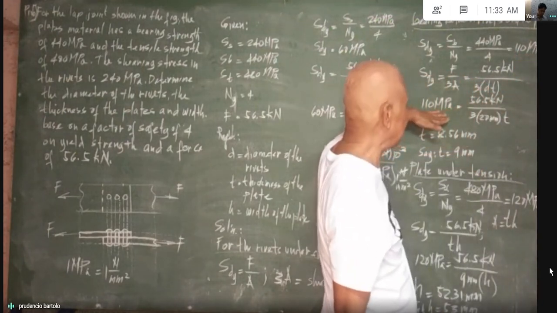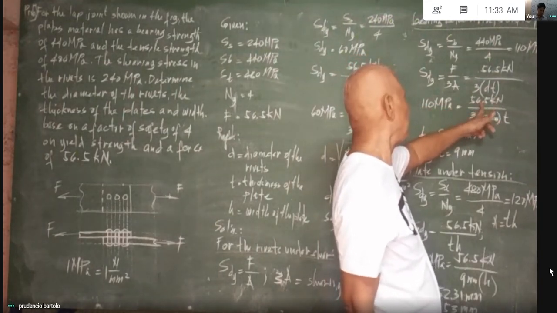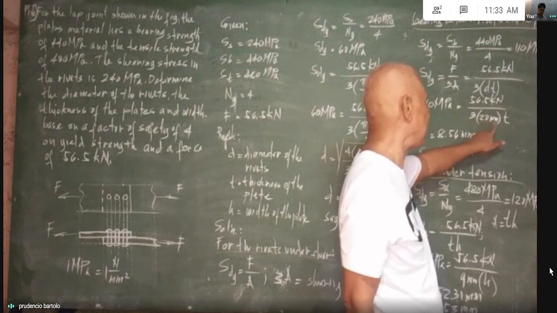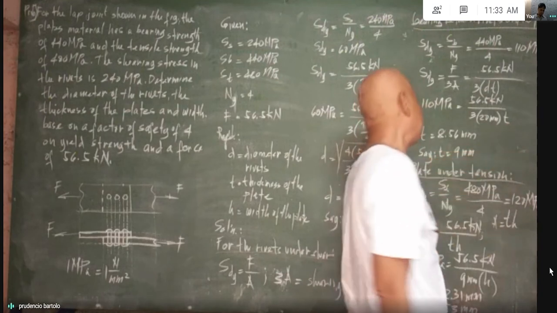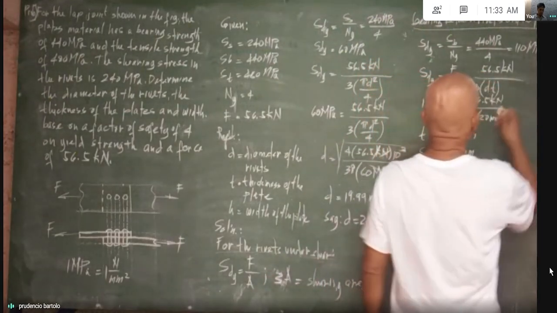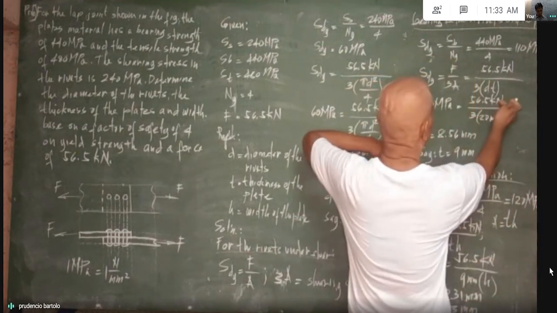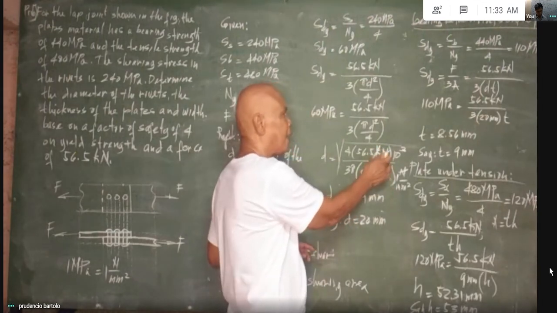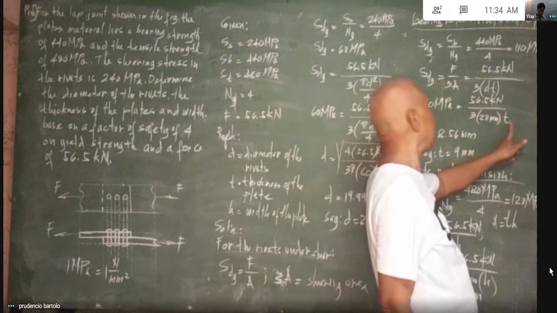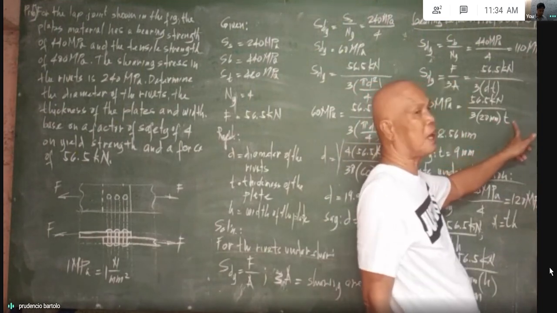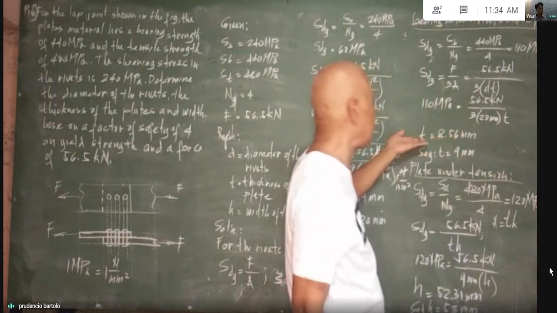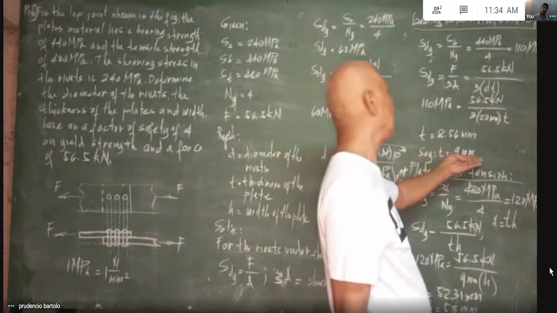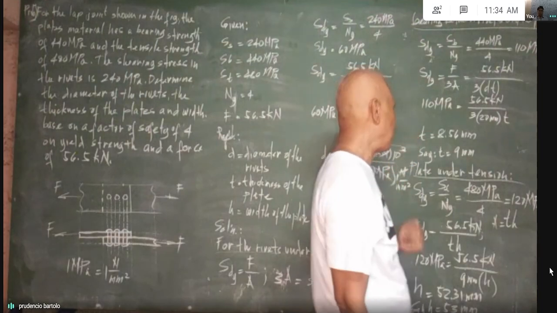So the design stress is equal to F over 3A, having the design stress at 110 megapascal equal to 56.5 kilonewton over 3 multiplied by 20 millimeter multiplied by t. t therefore will be equal to, with a kilonewton term and a megapascal term, the process will be the same as before. So the remaining unit will be in terms of millimeter. That is why we have t at 8.56 millimeter, say 9 millimeters for the thickness of the plate.